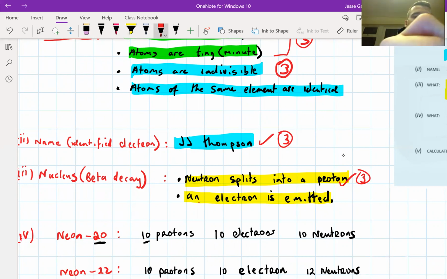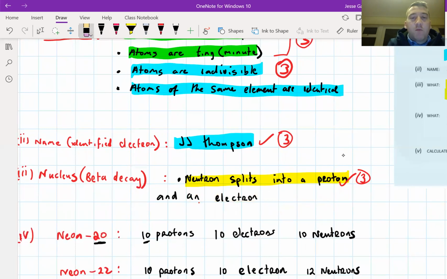So I probably shouldn't have done a bullet point there. What I should have done is continue that as a sentence. And an electron is emitted. So now the sentence reads better. A neutron splits into a proton and an electron, which is emitted, is probably what I should have said. So I'm going to be really harsh on myself here and not give myself the 3 marks for that.